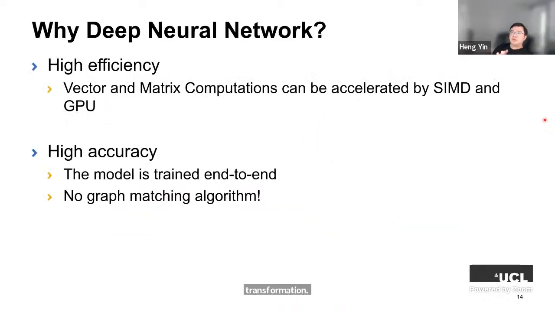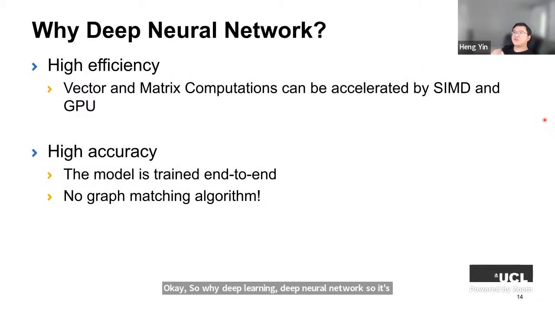So why deep neural networks? First of all, it's high efficiency compared to the work we did in CCS 2016. This approach is much more efficient, because the vector and matrix computation can be easily accelerated by SIMD instructions and the GPU. In the 2016 paper, it's still some sort of graph matching, and it cannot be easily parallelized. High accuracy: the training is end-to-end.